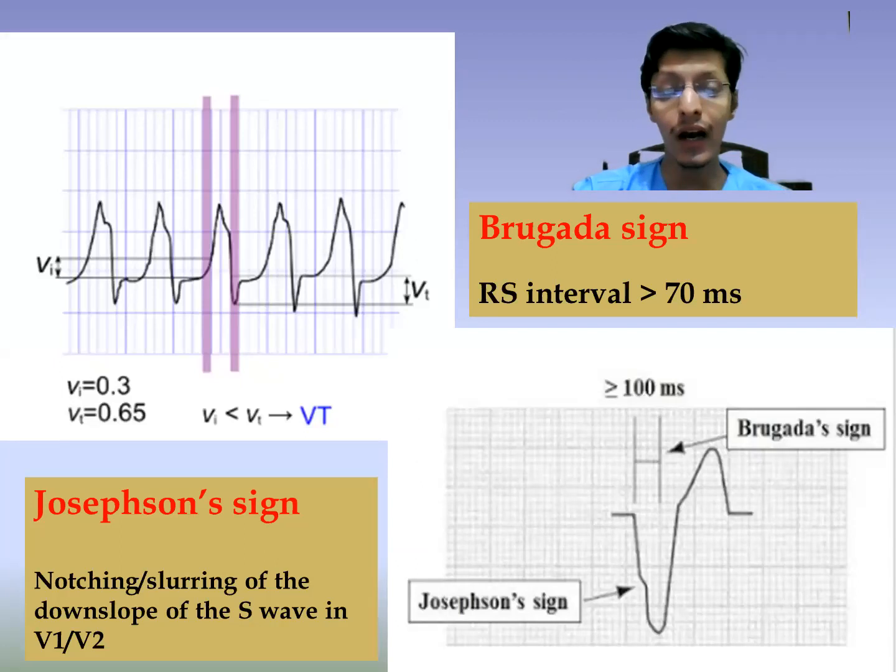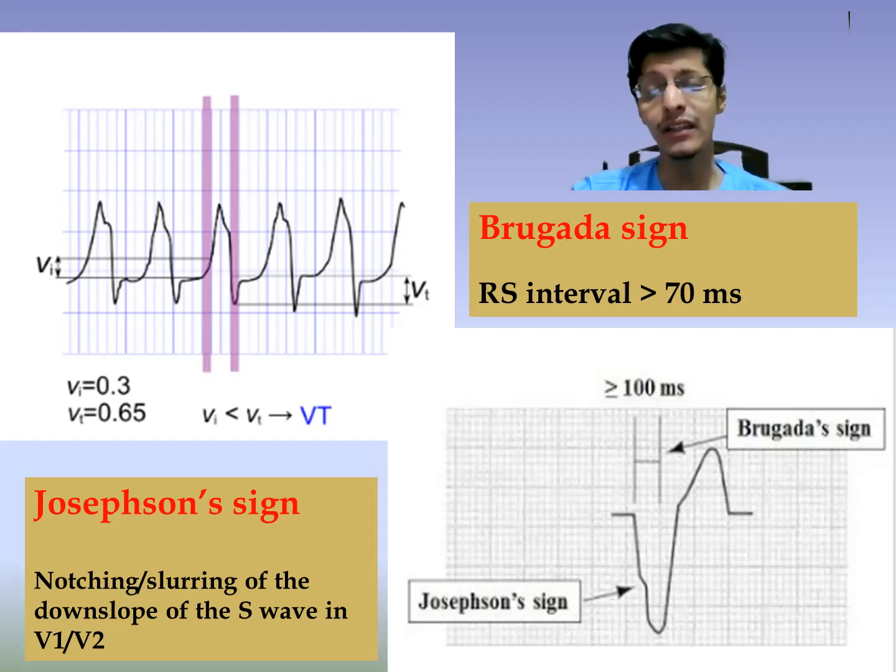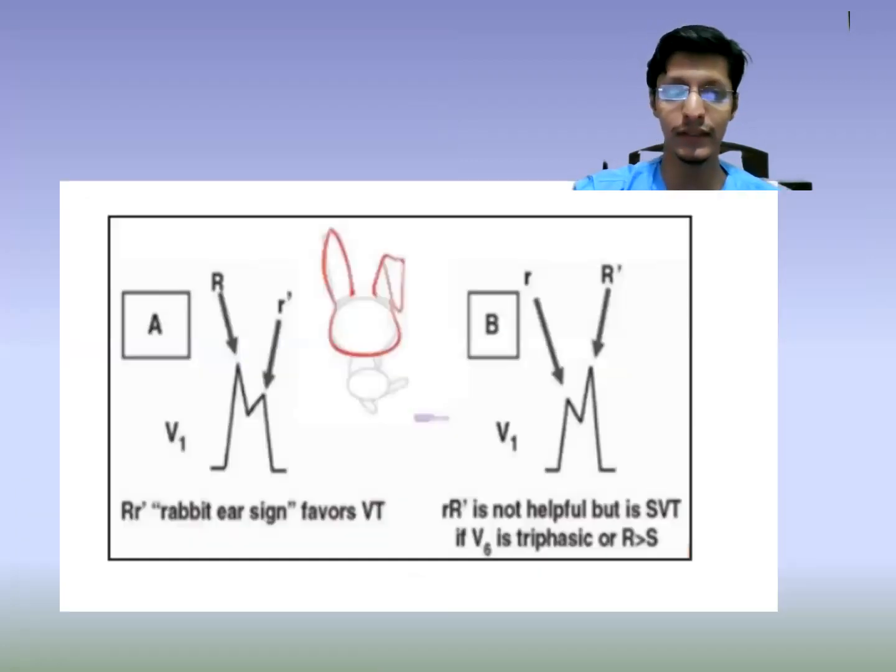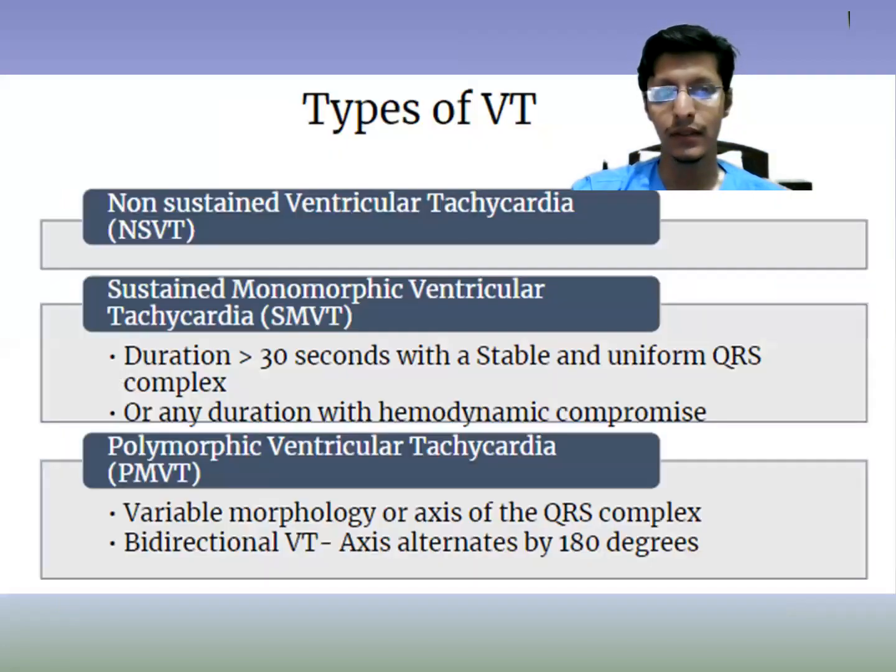Fine. Then we saw that the RS pattern of more than 70 milliseconds is a Brugada sign. And if you see in the S wave, the downslope, you see a slurring of the S wave, especially in the precordial leads. This is known as Josephson's. Then you see a rabbit ear pattern, capital R, small r pattern.